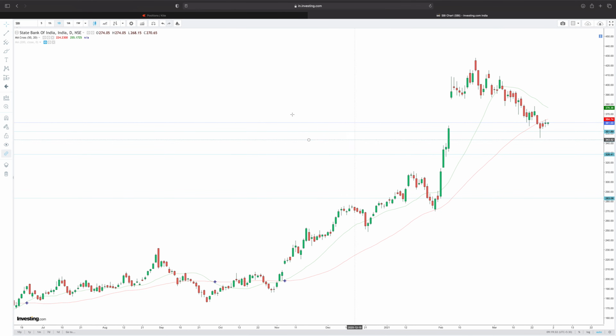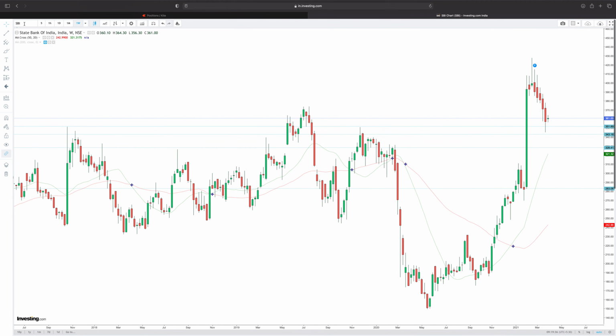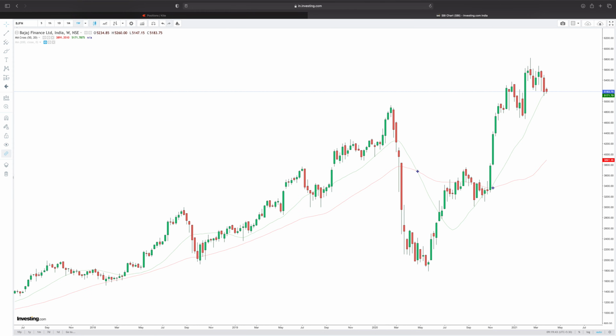So we see that we had an unclear bias. Actually, I just chose the wrong chart. I should have just chosen a trending chart. It happened that the software opened up with SBI. I think maybe a better chart is, say, something like Bajaj Finance. Just have a look at it.